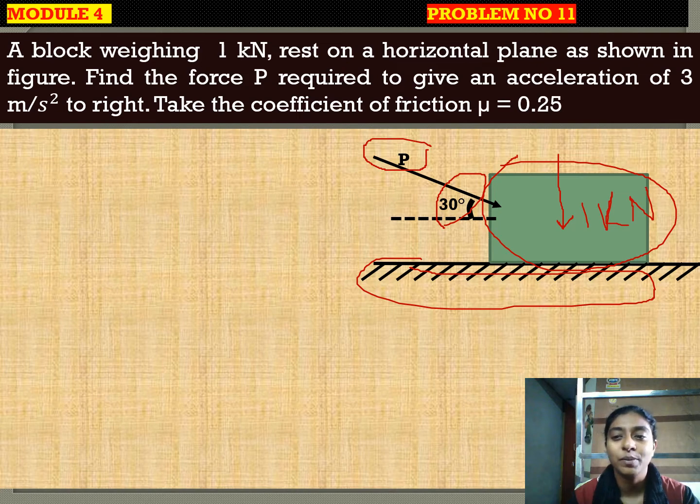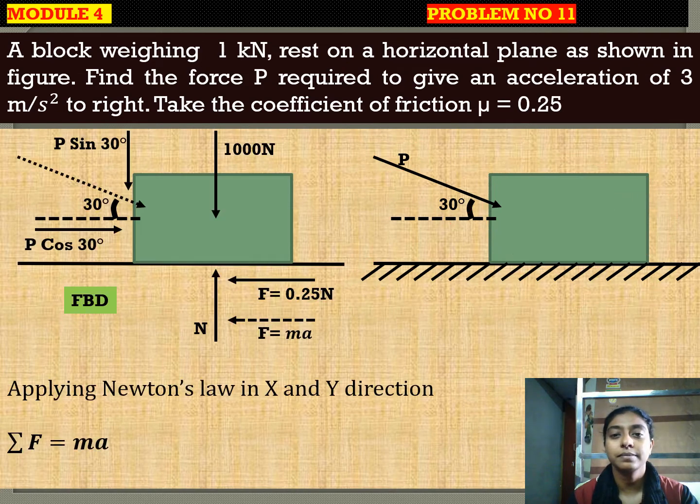So first of all, we will draw the free body diagram. Okay, so drawing the free body diagram. So this is 1 kilonewton. See, weight of the block is 1 kilonewton. So it is 1000 Newton weight of the block. Now it is resting on a horizontal plane. So we have a normal force perpendicular to the horizontal plane.